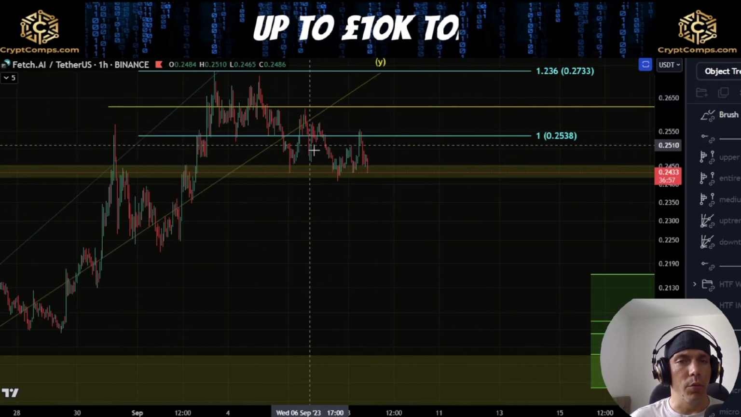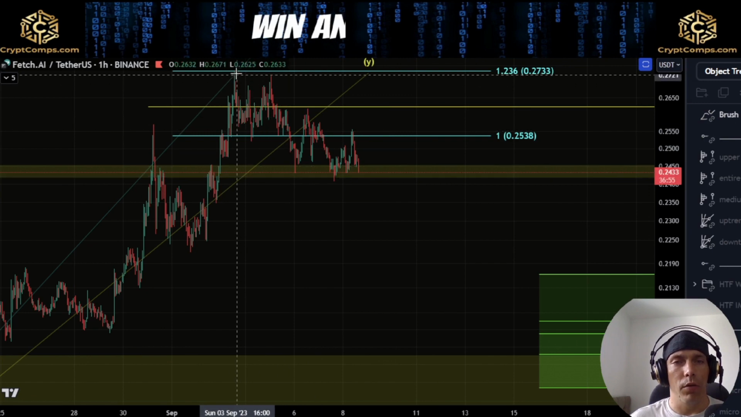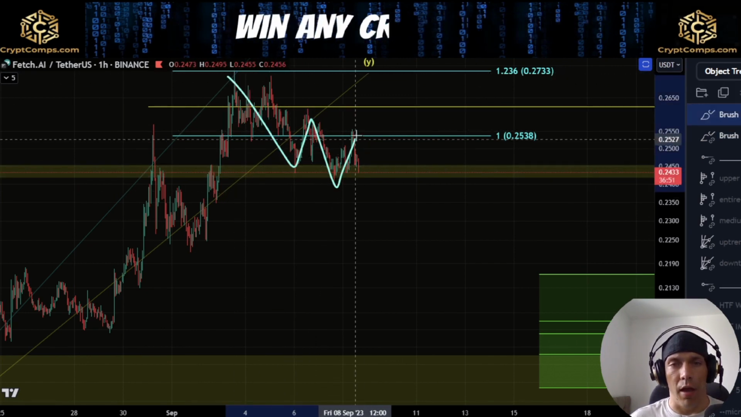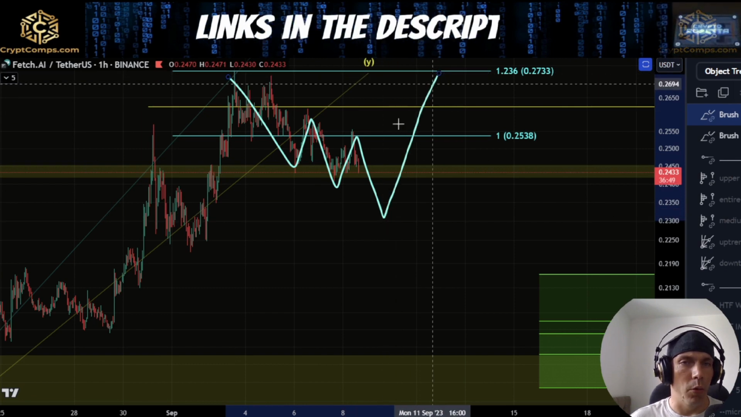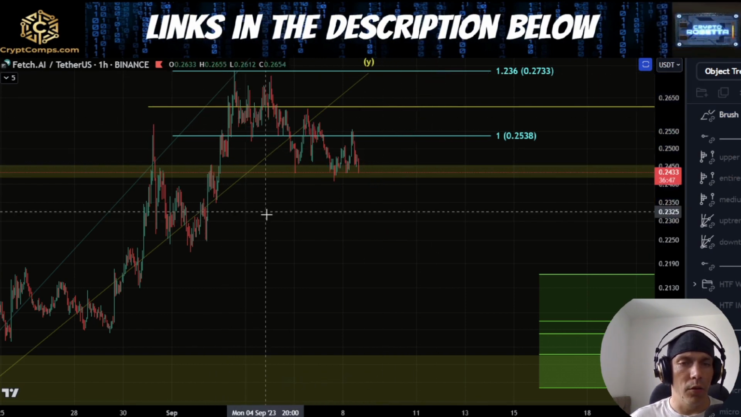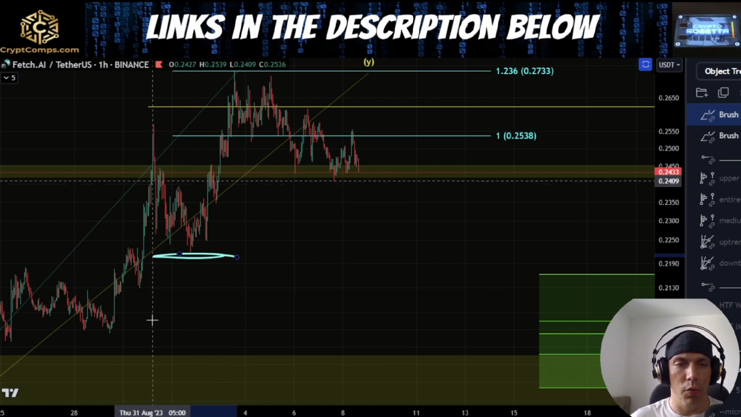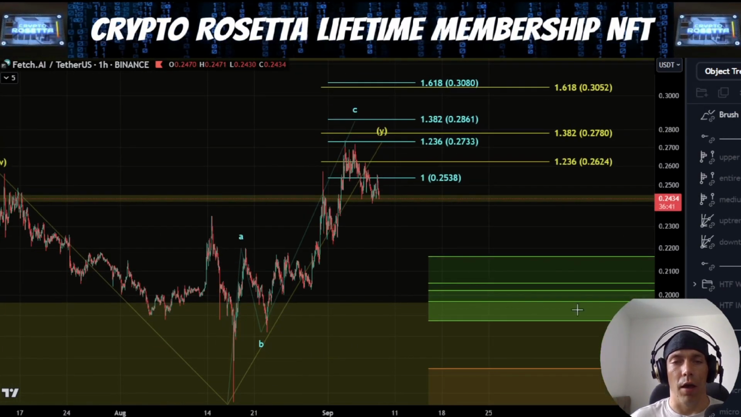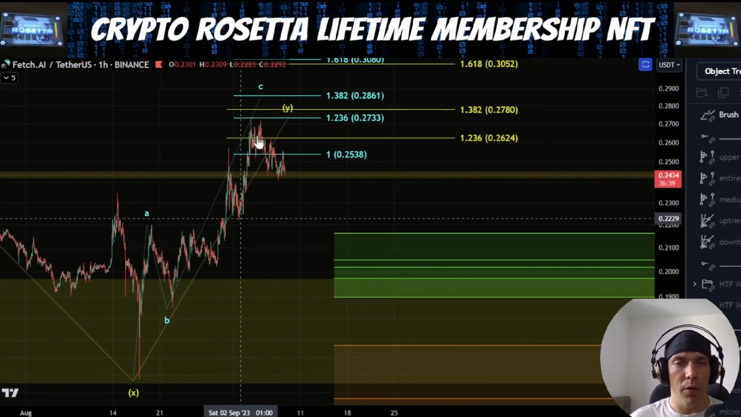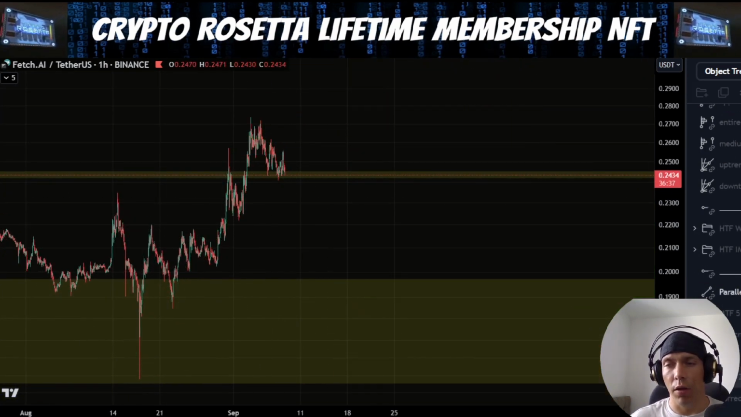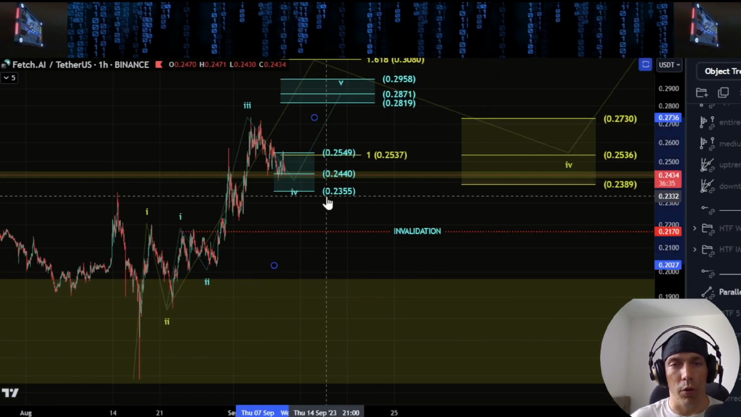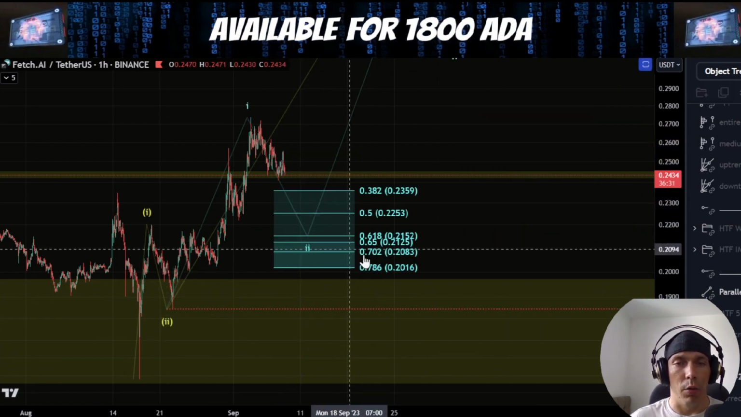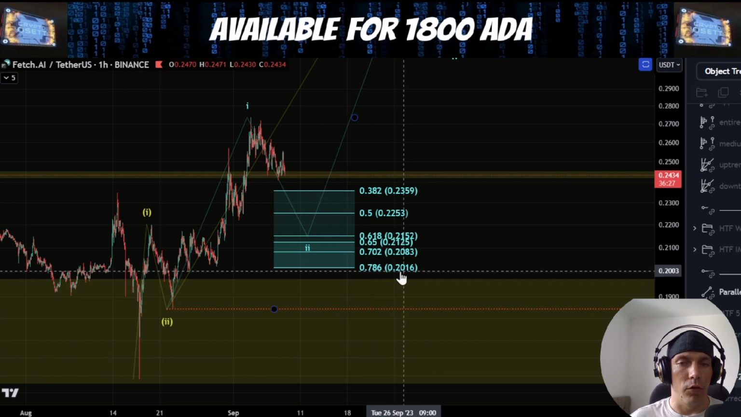So it is possible that this could just be a bigger corrective structure where we get this as A, B, or W, X, A, B, and C, and then we look for that continuation up until we actually see these lows getting broken. We could still look for that possibility of that bigger push to the upside here. So I'm going to be keeping an eye on that bullish structure, keeping an eye on these bullish support zones as 2355 in this case, and then in this case lower down here until we cross this 2016.